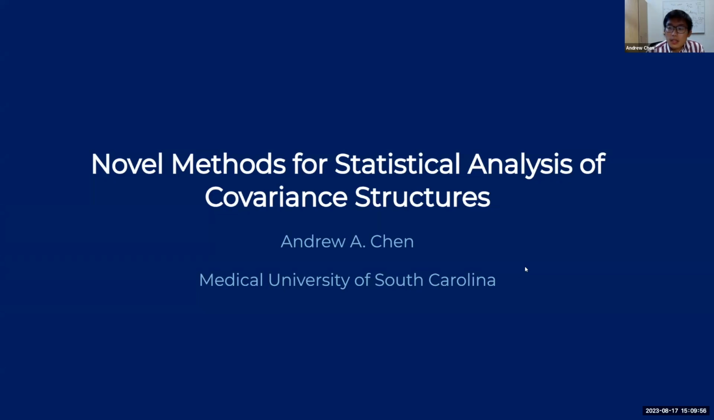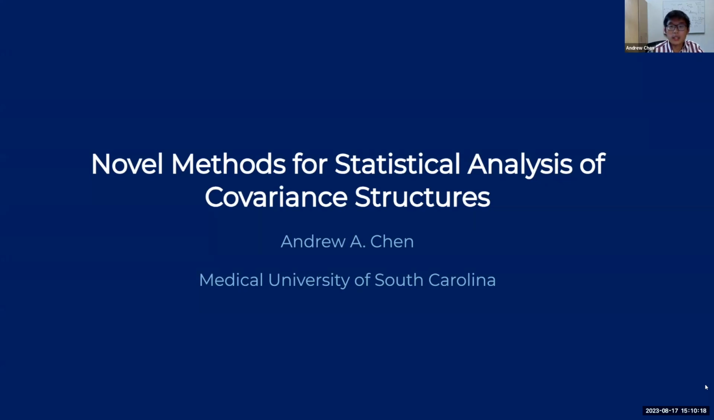So I'll be presenting some of my work, not all of it, especially recently, but still work that I'm extending and still thinking about now. The title is Novel Methods for Statistical Analysis of Covariance Structures, and this presentation will span a couple different types of data and a couple different types of covariance structures, which I'll outline before I begin.